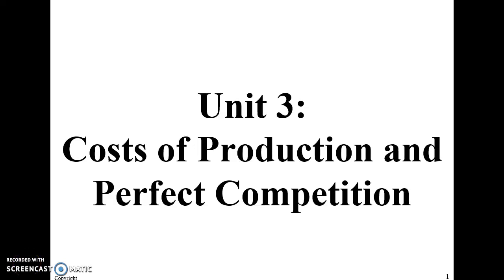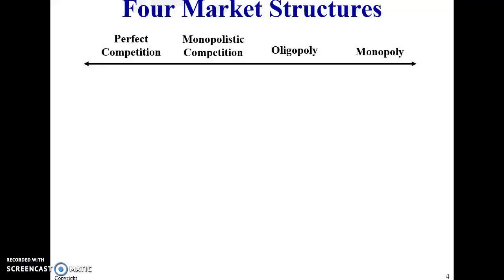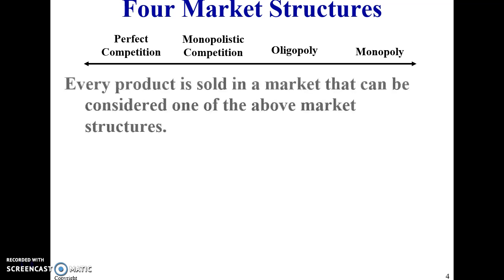Okay, I'm starting the unit on perfect competition, and this is the first of 4 market structures that we're going to look at. So market structures are across a spectrum, and as I mentioned in class, perfect competition is the one that has the most firms. On the other end of the spectrum is monopoly, which is one firm.